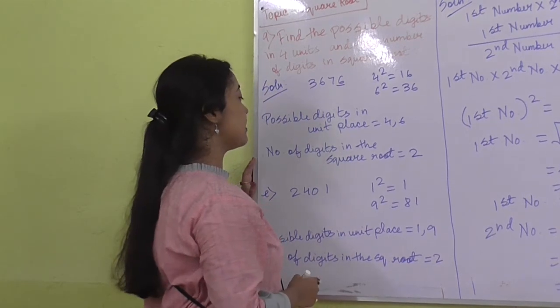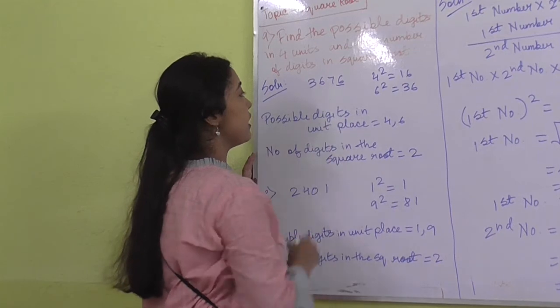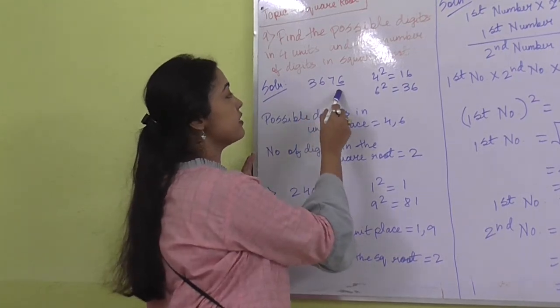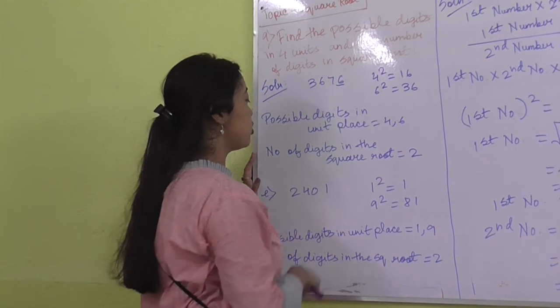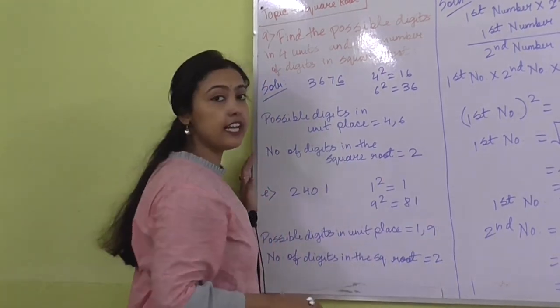Now it has been asked how many digits will be in the square root. Since it is a 4-digit number, the square root of 3676 will be a 2-digit number. So the number of digits in the square root will be 2. I think it's clear to you.